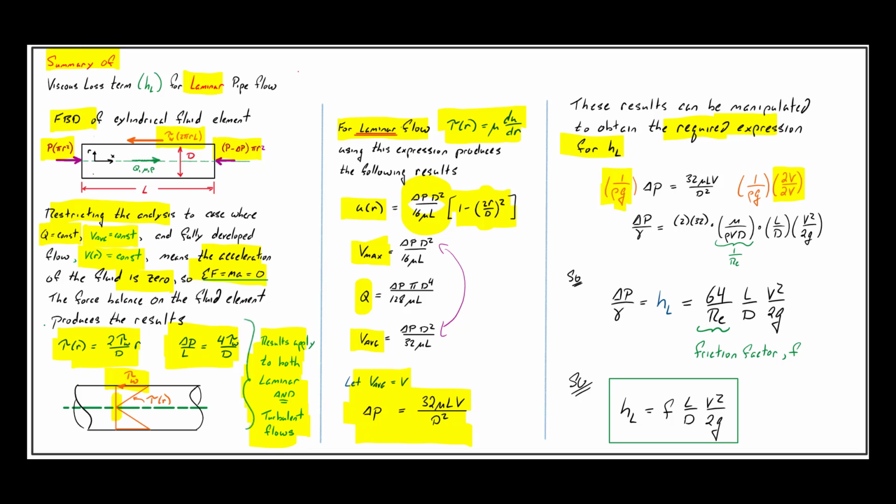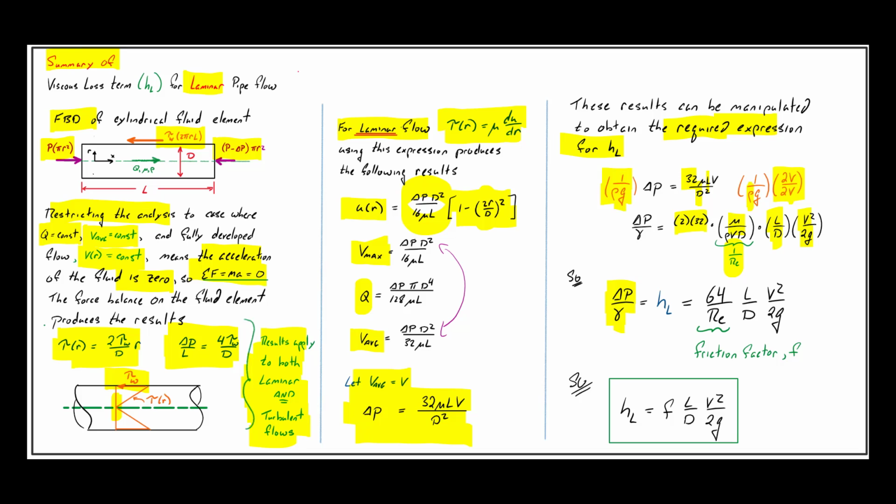So the 2 over here multiplies by the 32, then we get mu divided by rho V, one of the D's, and that's going to give me the Reynolds number. Then we have L over the remaining D, and then we're left with V squared over 2g. So what we end up with is this expression, right? It's delta p over gamma, which we've shown as being equivalent to the head loss, or the loss term, is going to be equal to 64 over the Reynolds number, L over D, times V squared over 2g.